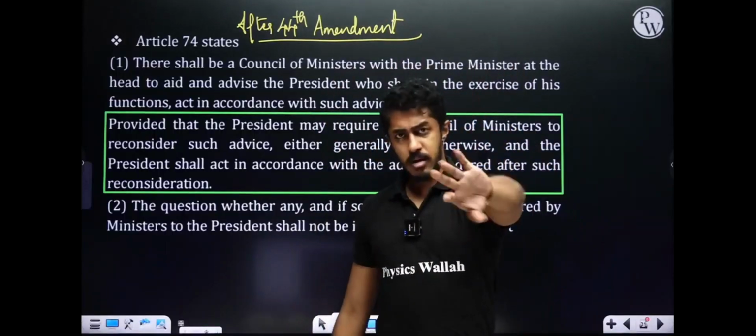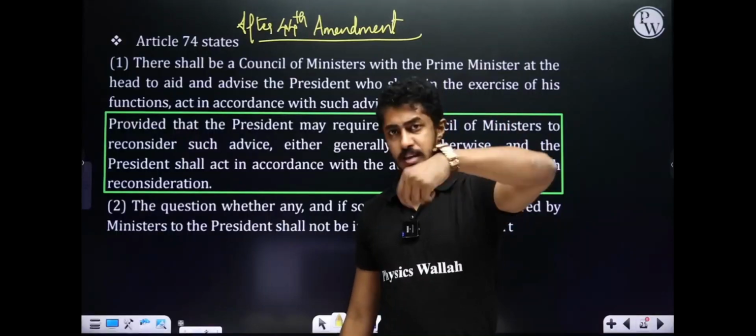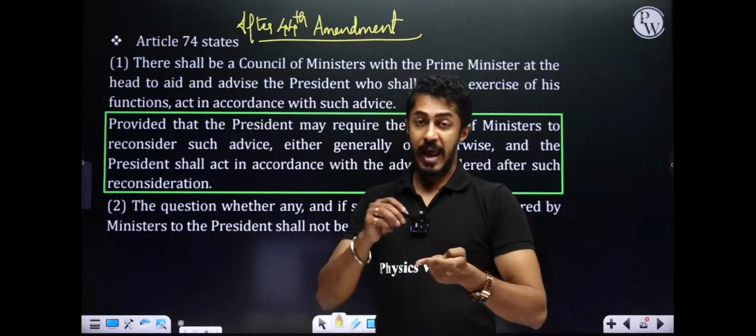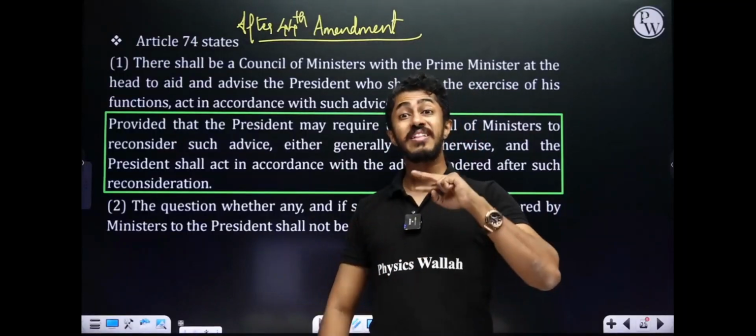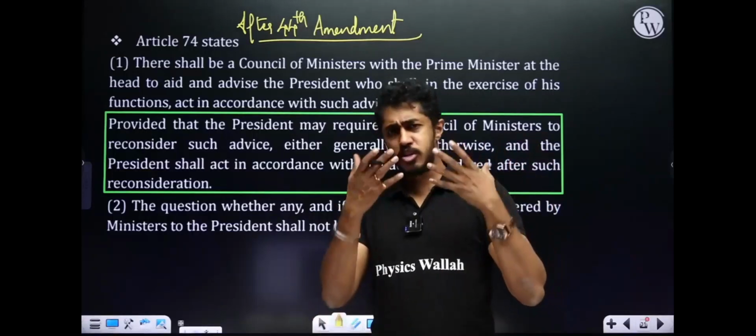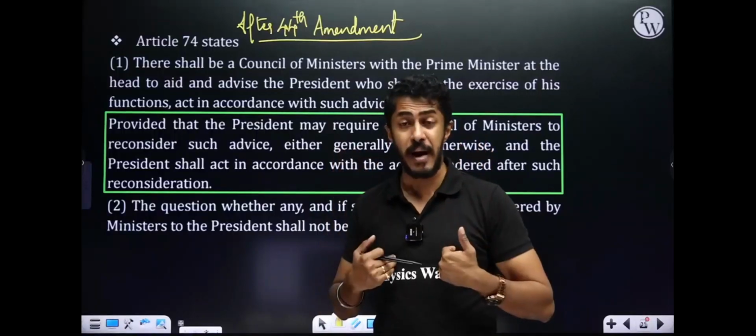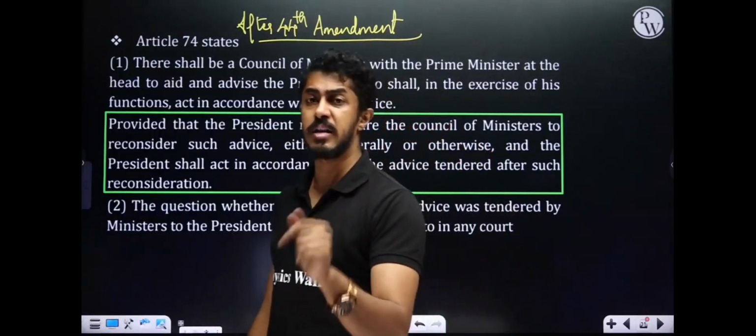Once it is sent back, okay, I send it back to you. Now you are resending it back to me, either with or without any amendments. That is, either you changed it slightly or you have not made any change to it. Once you resend it back to me, I have no other choice other than to approve it.